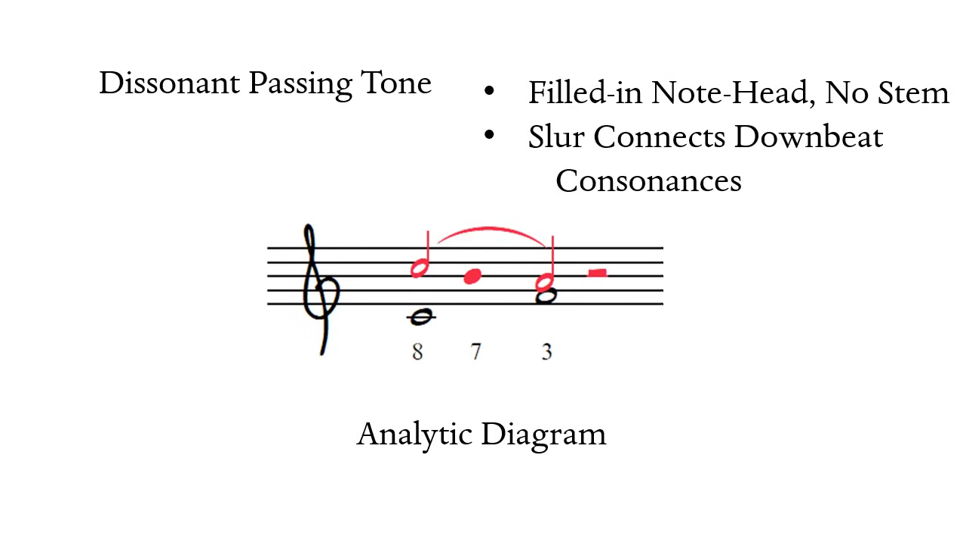Second, connect the downbeat consonances with a slur that covers over the dissonant passing tone. You can think of that slur exactly like a slur from our one-to-one analytic diagrams, which we use to show a consonant leap. In this case, the leap is of a third from C to A. Dissonant passing tones always end up filling in a space of a third in 2-to-1 counterpoint.